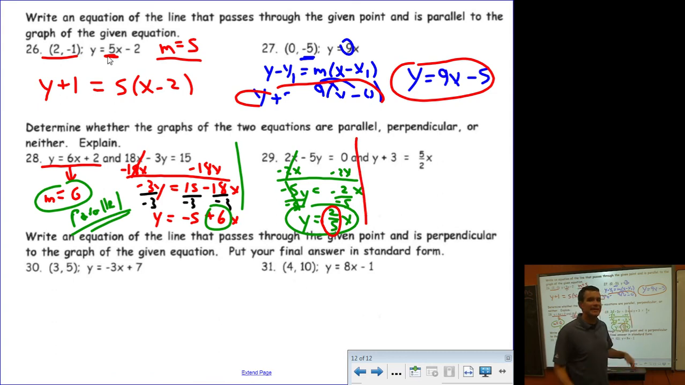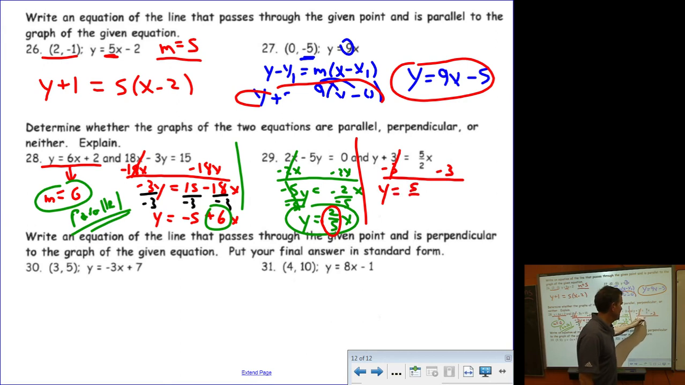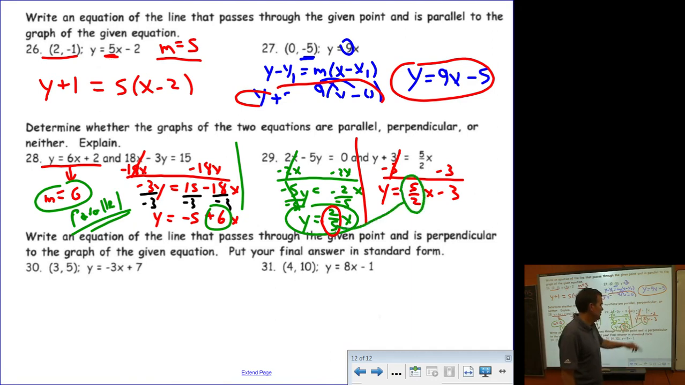Over here, to get this in slope-intercept form, all I need to do is subtract 3 from both sides. And I have y equals 5/2 x minus 3. And the slope of this line is 5/2. So those slopes are reciprocals of each other, but they're not opposite reciprocals. So these lines are not perpendicular, and they're not parallel because they're not the same. This one would be neither.